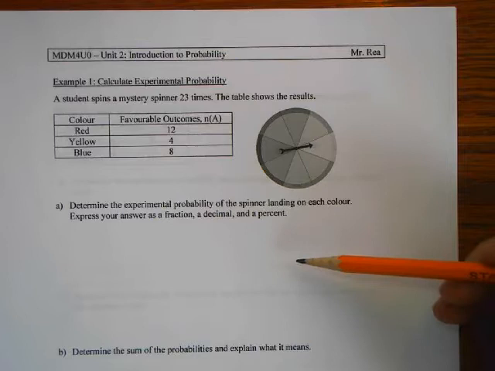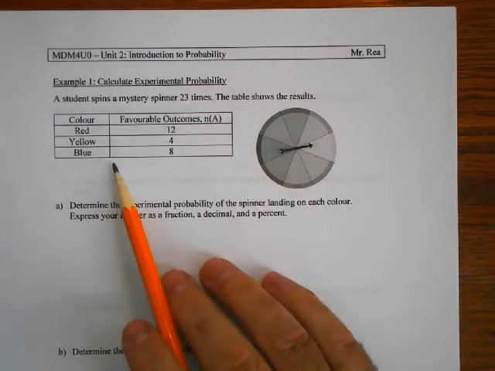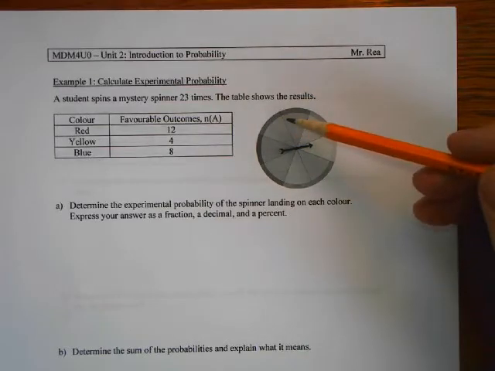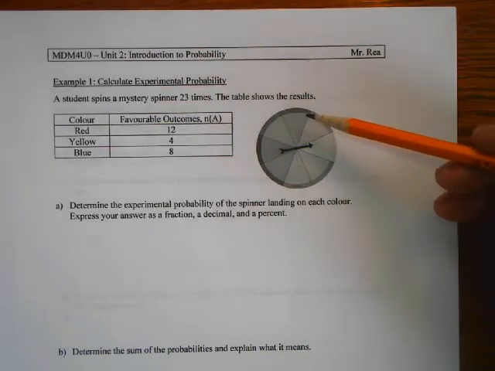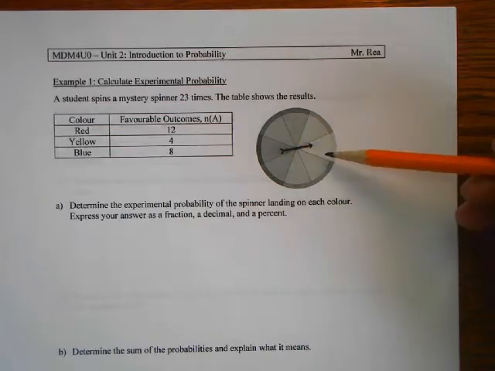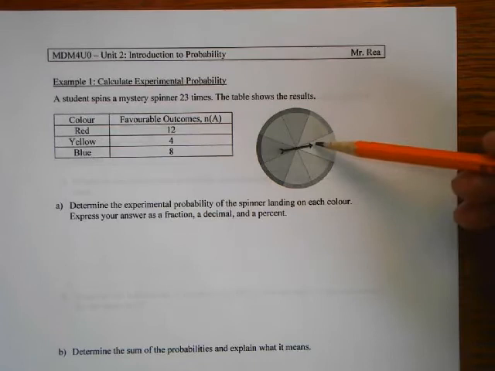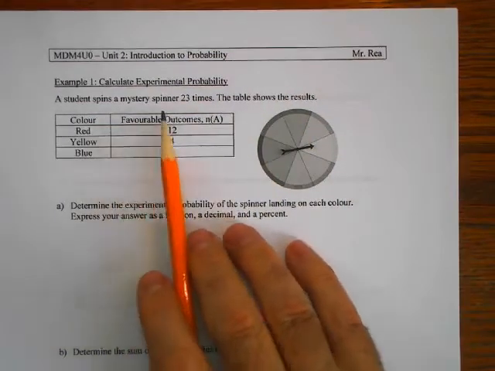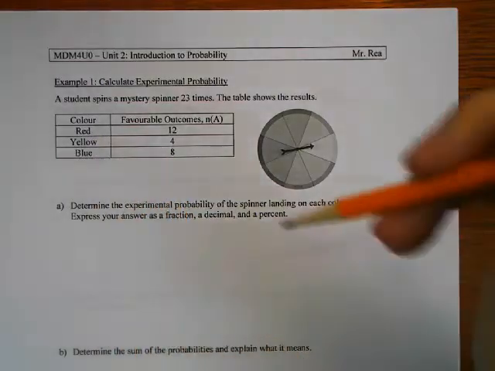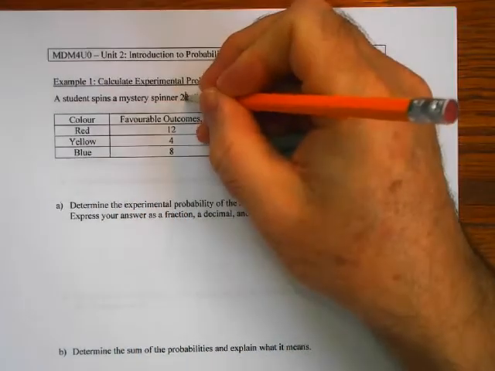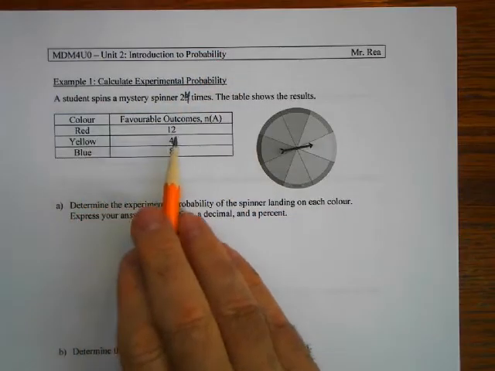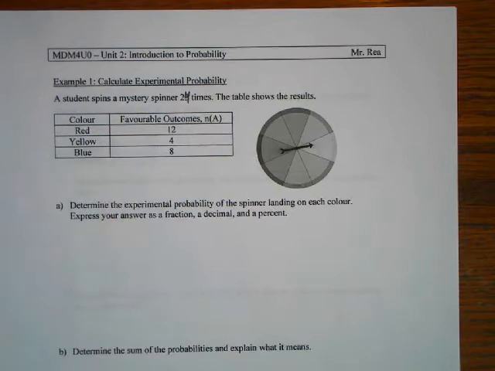And so what we've got here is a student spins this mystery spinner. I guess they spin it and they just record the color from the section that it's pointing towards. So at the end, after 24 times, we got red 12 times, yellow 4 times, and blue 8 times.